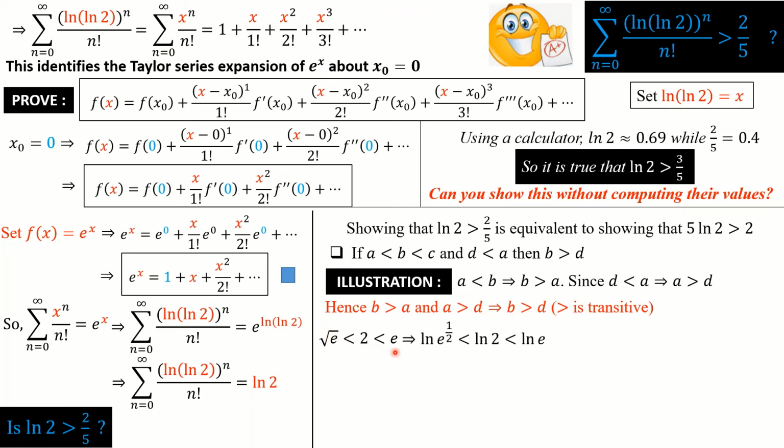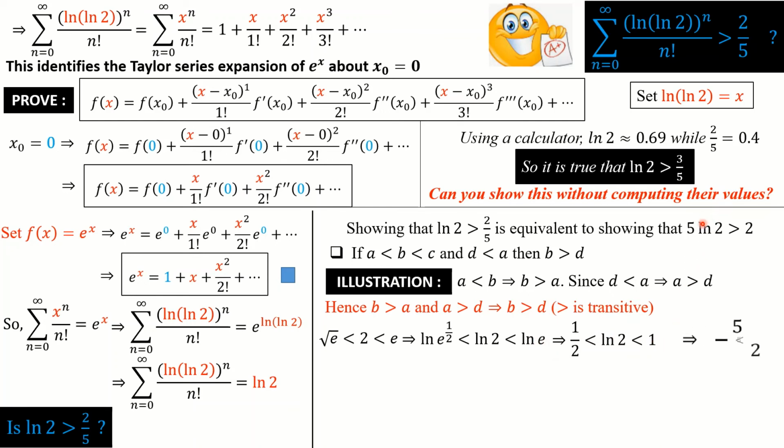Now if I compute the ln on both sides, the square root of e is e raised to the power half. So taking the ln, you take the ln of e raised to the power half. In the middle you have the ln of 2, and the upper bound you have the ln of e. Now the ln of e raised to the power half is just half because the half falls down and ln e is 1. Ln 2 remains ln 2 and ln e is 1.